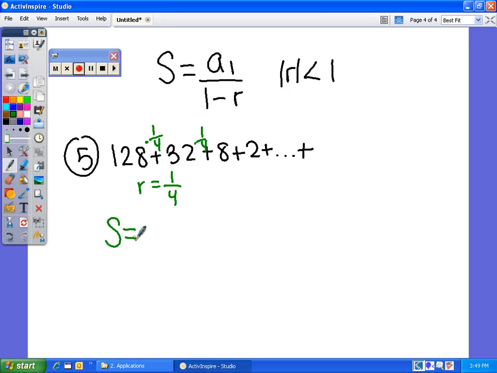And remember, you can only have a ratio. If you wind up having a difference and it's infinite, you cannot use this formula. It has to be a ratio, meaning it's an infinite geometric series. So S equals a sub 1, which is 128, divided by 1 minus r. Well, r is 1/4. If you do this correctly in your calculator, 1 minus 1/4 is 3/4, and 128 divided by 3/4 gives you 512 divided by 3.